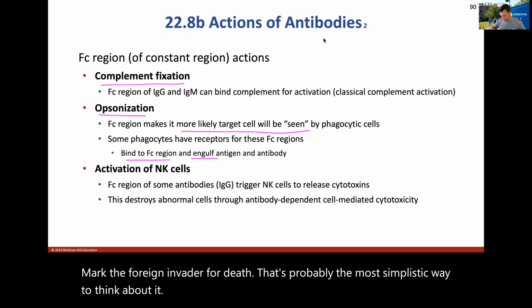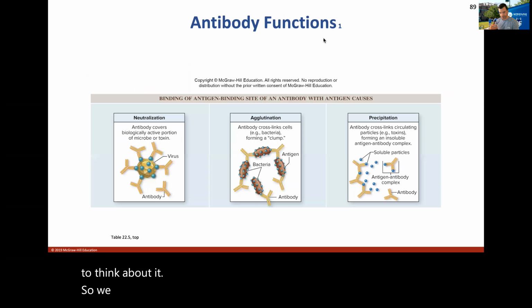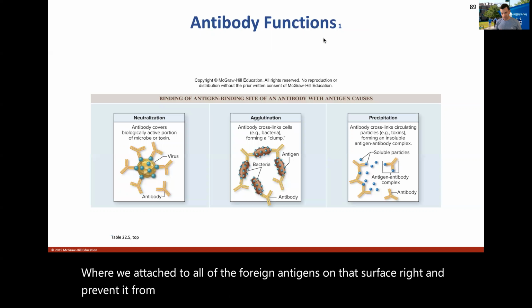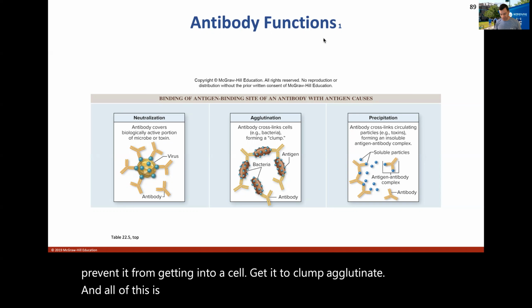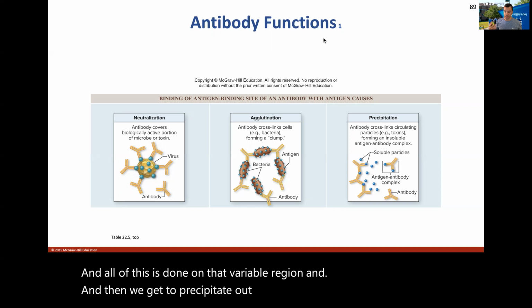So we have neutralization, where we attach to all of the foreign antigens on that surface and prevent it from getting into a cell, get it to clump, agglutinate, and all of this is done on that variable region end. And then we get it to precipitate out of solution, and then we can destroy it, chew it up.